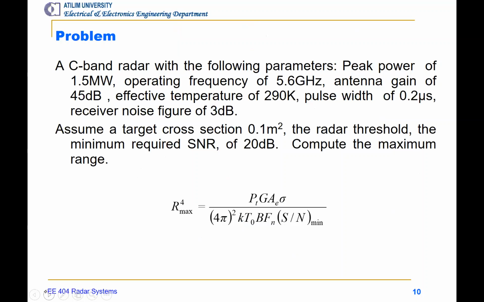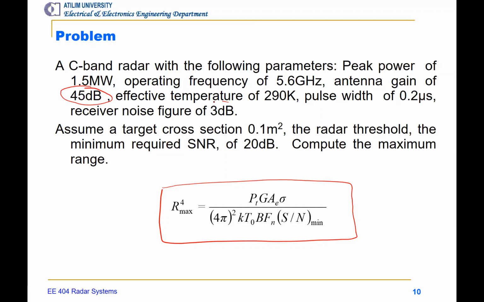Here we have a problem, a very simple problem. We simply use this equation, insert all these numbers, and then determine the maximum range. So you see here, we got some dB values and some parameters are not given in dB. So we have to be careful here, okay?